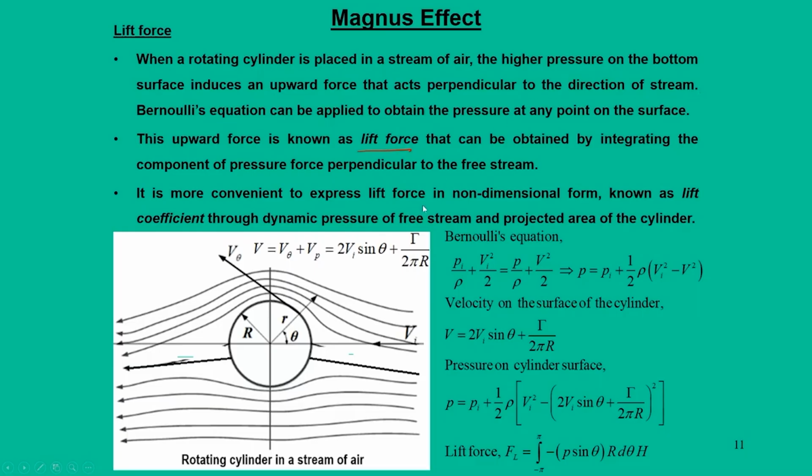So, what we can conclude from this Magnus effect analysis is that when a rotating cylinder is placed in a stream of air, higher pressure is felt on the bottom surface, and it induces an upward force. This upward force acts in the direction perpendicular to the stream direction, and it is known as lift force. This lift force is the combined effect of integrating the pressure over the projected area. So, the net effect of the pressure difference multiplied by area gives you the force, and this pressure we are going to calculate through Bernoulli's equation.